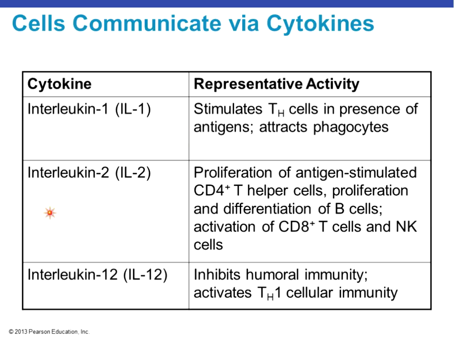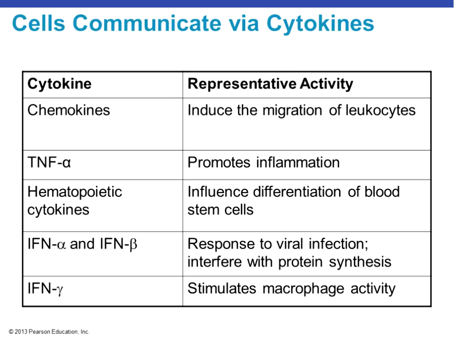Interleukin 1 stimulates T cells. Interleukin 2 stimulates the proliferation of CD4 helper T cells and the proliferation of B cells. Interleukin 12 inhibits B cells and activates T cell immunity, or cell-mediated immunity.